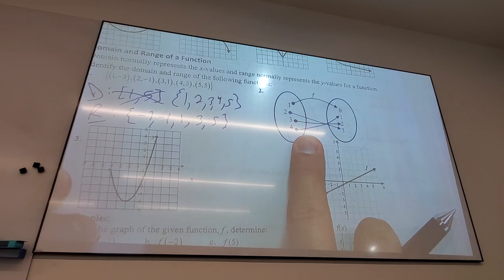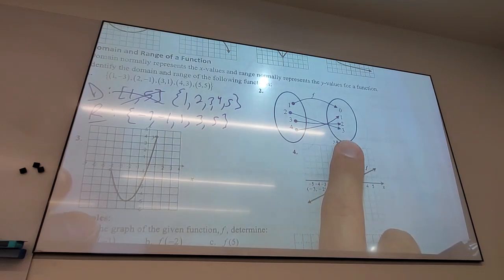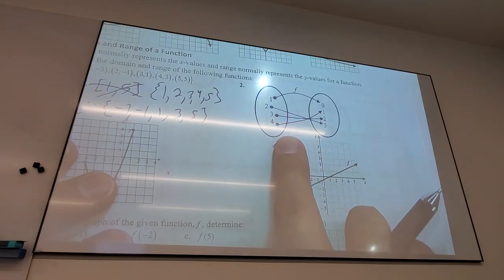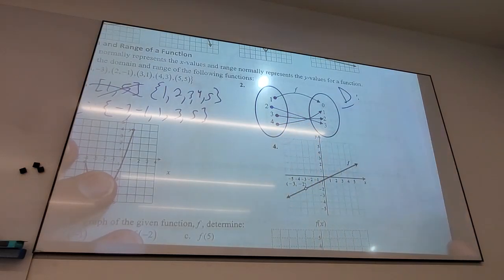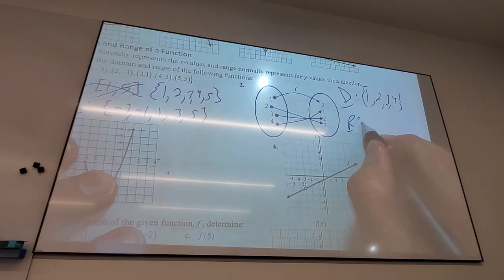So here, this is a function. All of these are functions. The point is the domain and range. So I kind of gave it away a little bit. What's the domain here? 1, 2, 3, 4. What's the range? 0, 1, 2, 3.